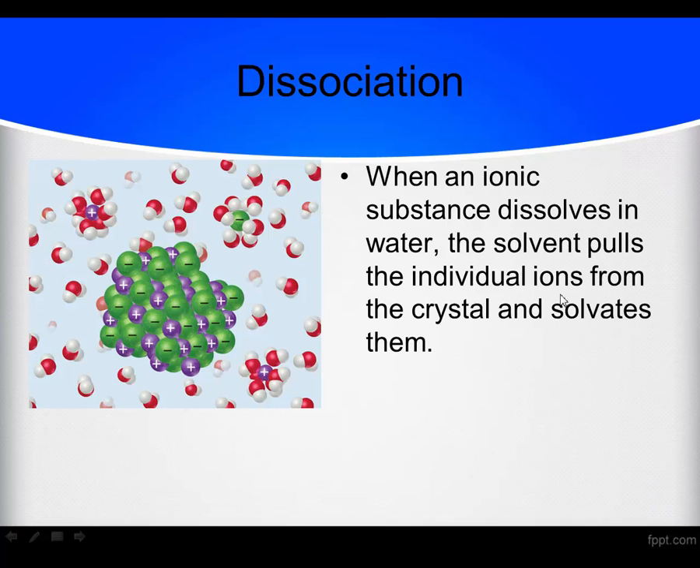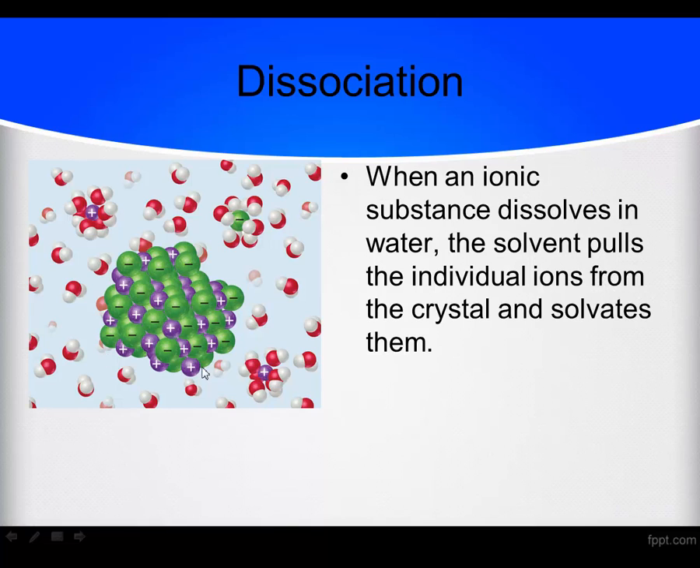Let me start this. There are three possibilities for when something dissolves, and the solubility rules kind of imply what's going on. The first thing that's possible is called dissociation. Things that are listed as soluble on the solubility rules dissociate. So when an ionic substance dissolves in water, the solvent pulls individual ions from the crystal and solvates them. You can see here water is pulling apart the chloride part, the negative part of salt. And here, another part of the water is pulling apart the positive part, the sodium part of salt.